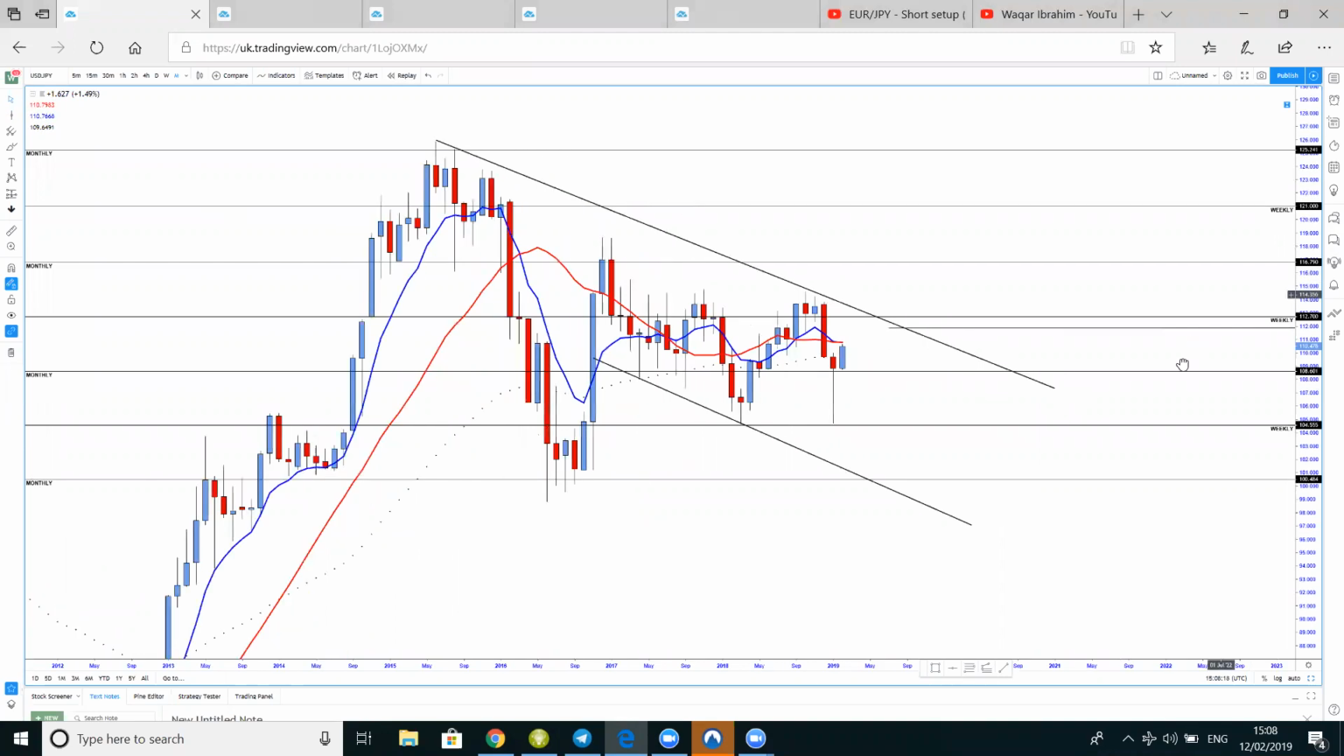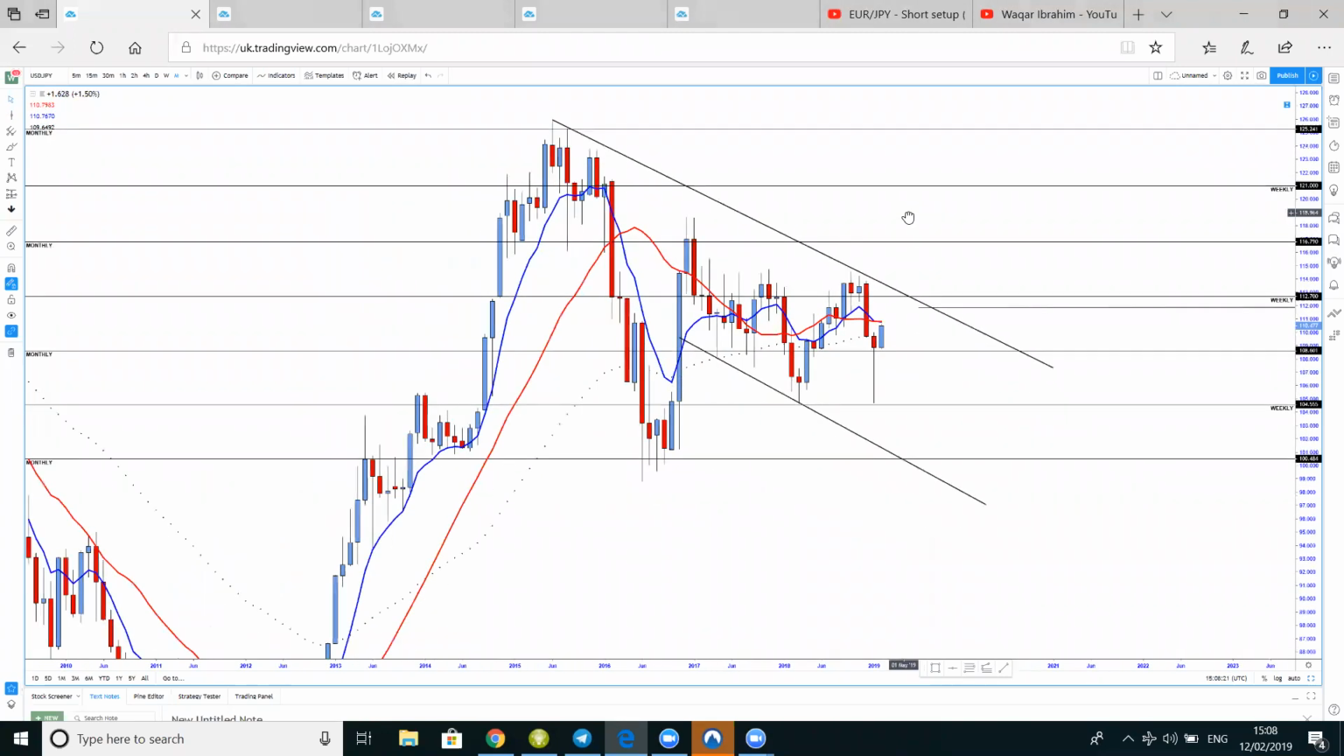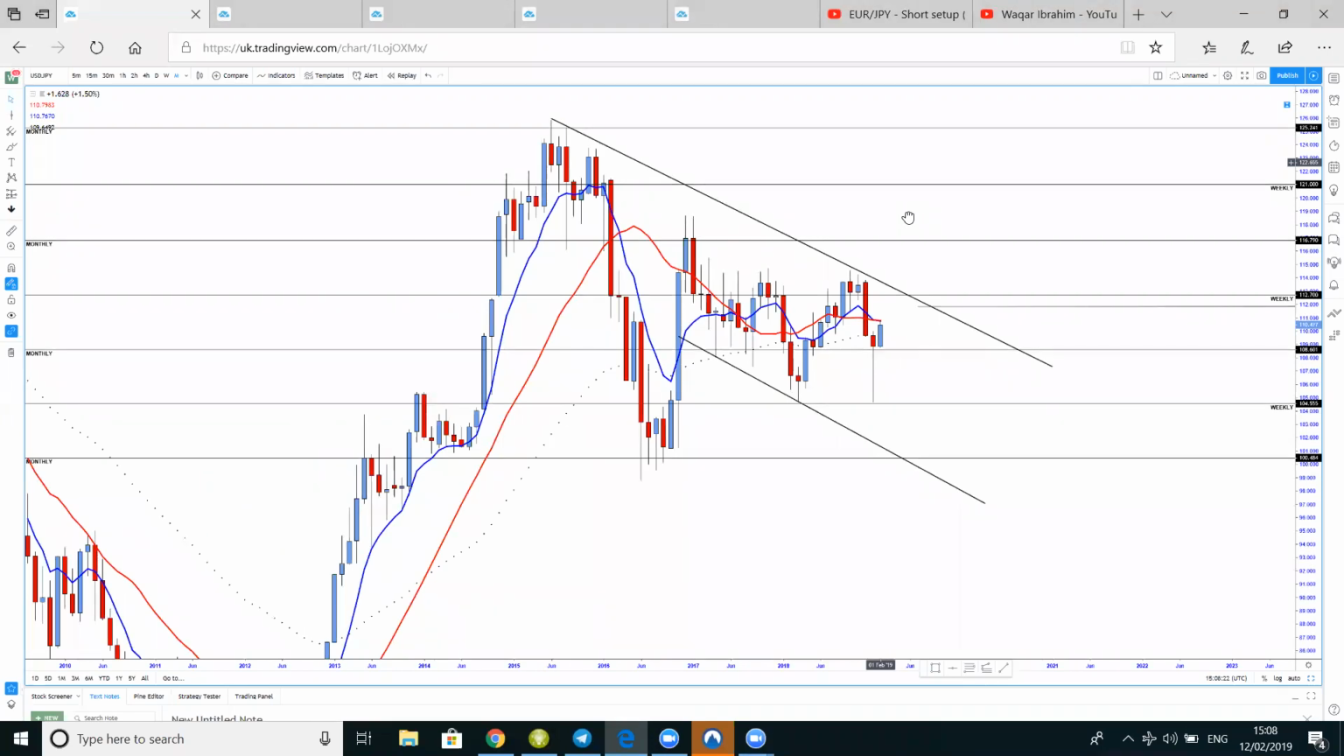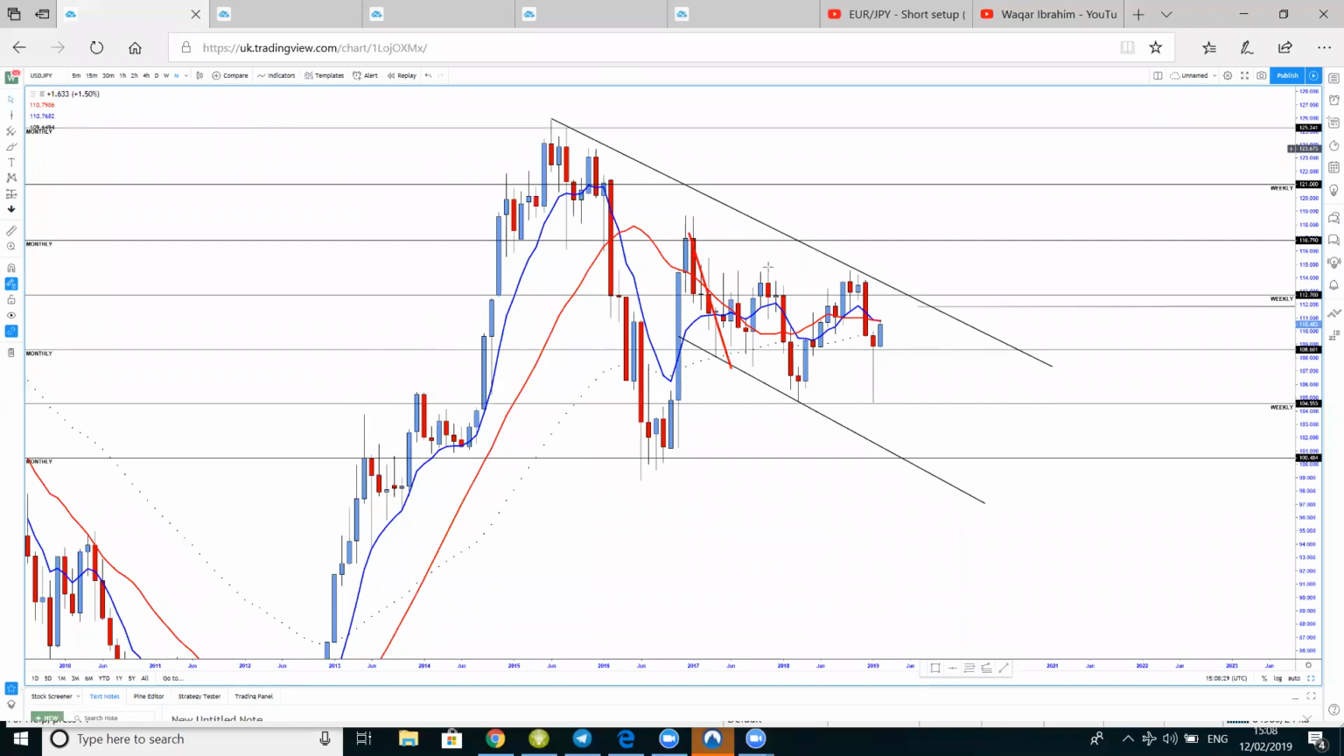USD yen, we can see that the price has been in a bearish movement, making lower high formations, and I'm expecting the price to carry on like this to these monthly levels. That's what the price action is at the moment. You can see the price is making lower high formations. So as long as these lower high formations remain intact, you would be expecting the price to go down.